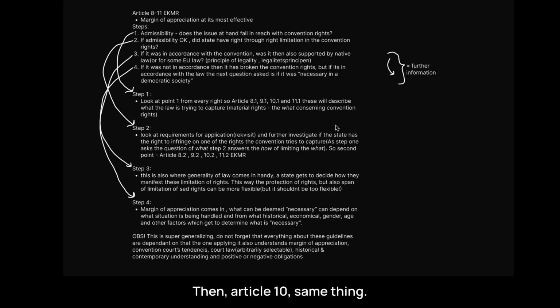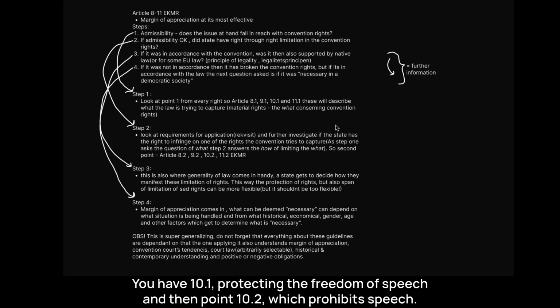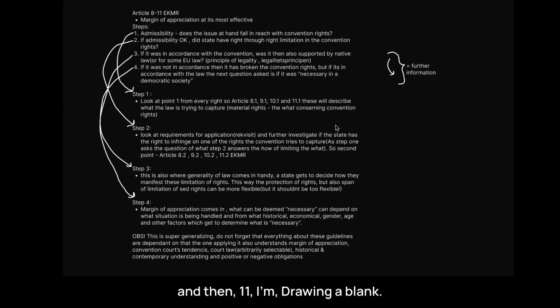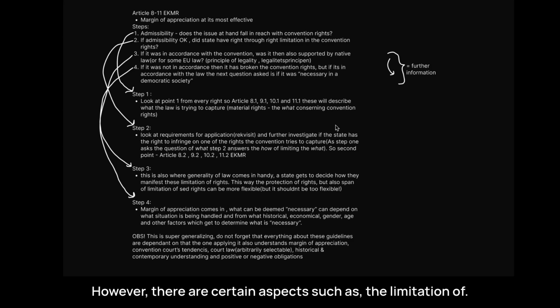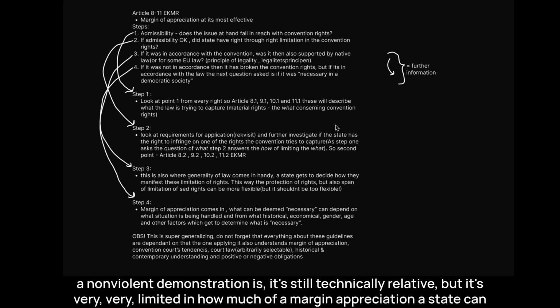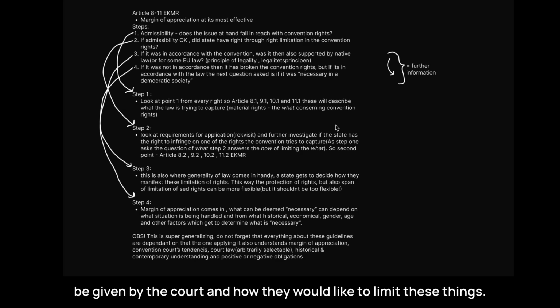Then Article 10, same thing: you have 10.1 protecting the freedom of speech, and then point 10.2, which limits speech. And then 11, I'm drawing a blank. I think it's the right to gather and associate and so on. Those types of rights can be limited too. So you have first 11.1, which gives you the right to be part of a demonstration and be associated with one, and then 11.2 gives a few limitations. However, there are certain aspects, such as the limitation of a non-violent demonstration, which is still technically relative, but it's very, very limited in how much of a margin of appreciation a state can be given by the court and how they would like to limit these things.